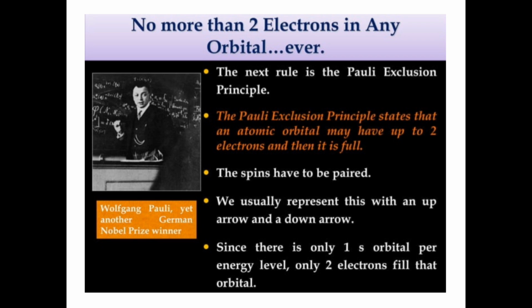another one is the Pauli's exclusion principle. The Pauli's exclusion principle states that an atomic orbital may have up to 2 electrons, and then it is full. Now, what does that mean? In simple language, when you are filling an orbital, the electrons cannot face the same direction. One will face up, and the other must face down. So when electrons are paired, one is facing down, the other is facing up. They cannot face the same direction in the same orbital box.